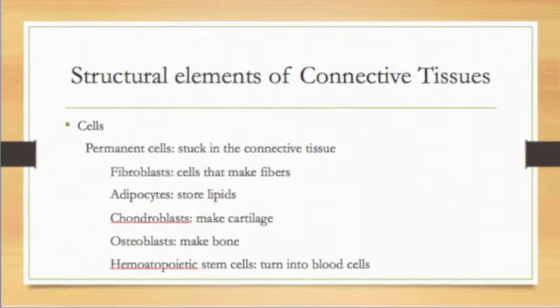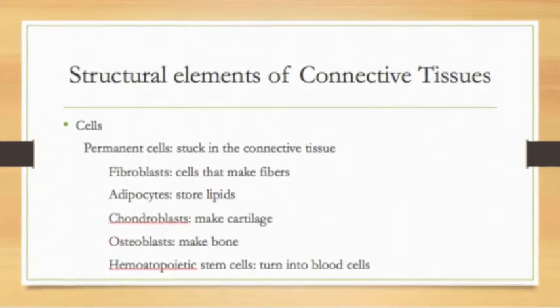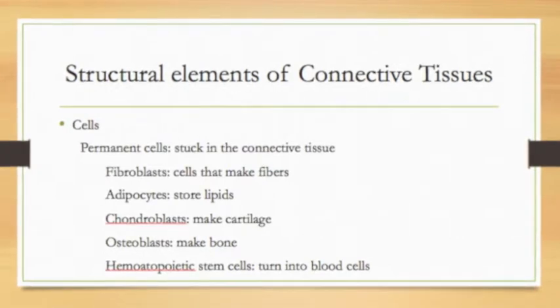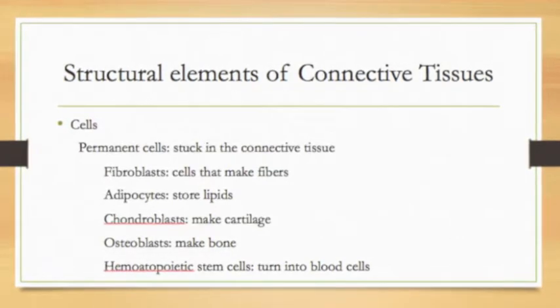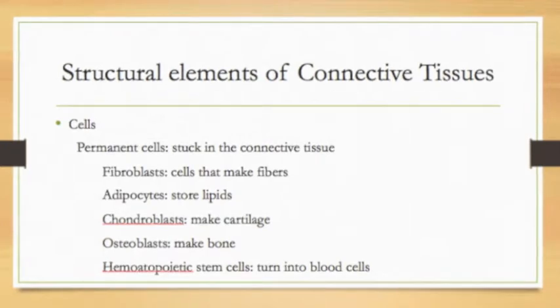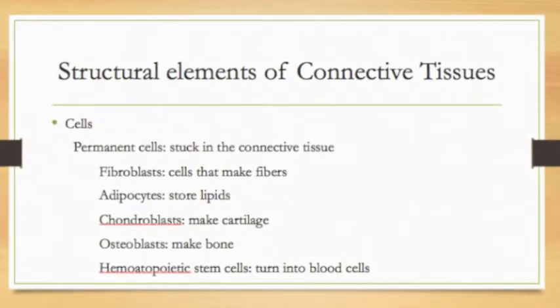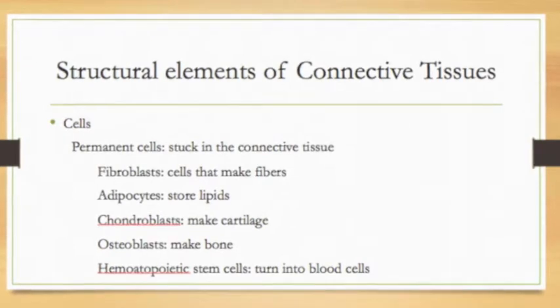Structural elements of the connective tissues: cells. There's permanent cells which are stuck in the connective tissue. Examples are fibroblasts, cells that make fibers. Adipocytes store lipids. Chondroblasts make cartilage. Osteoblasts make bone. And hemopoietic stem cells turn into blood cells.